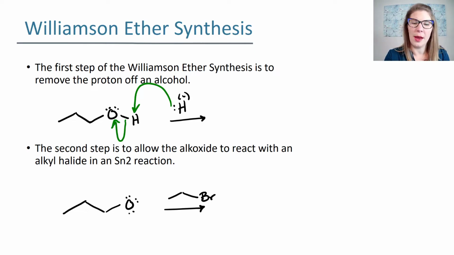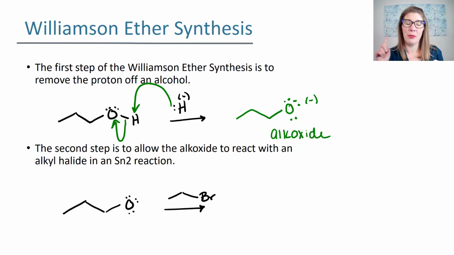When we pull off that proton, what we end up with is an oxygen with a negative charge. This thing is called an alkoxide. It has an alkyl group with an oxygen that's negative, right? That's where the word alkoxide comes from.